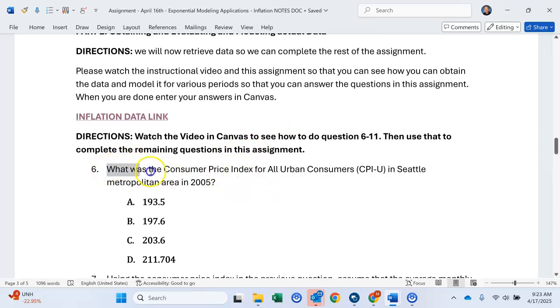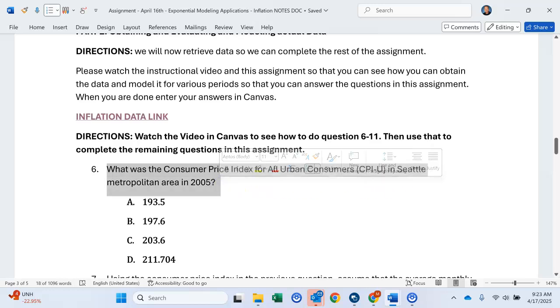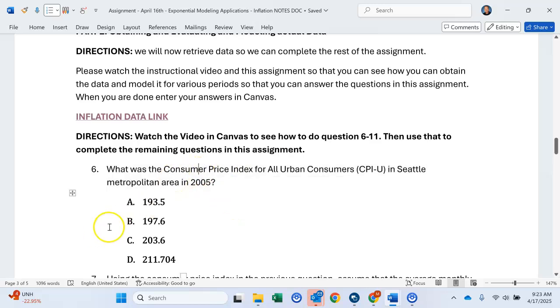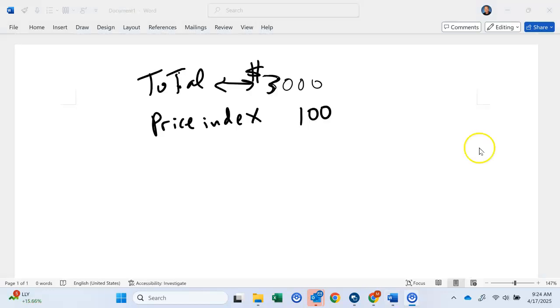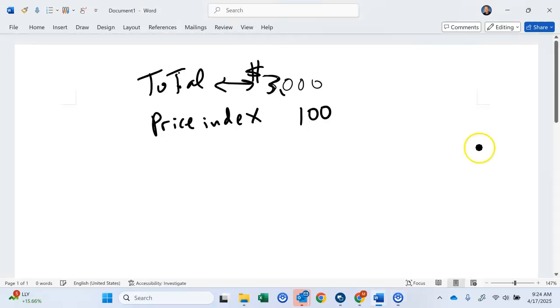The first question is asking, what was the consumer price index for all urban consumers in the Seattle metropolitan area in 2005? Now I want to explain a little bit what a price index is. So let me do a quick example. Let's say the amount that somebody paid every month on average in a particular year, in this case 1982, because that's what the index I'm going to talk about in a moment is based upon.